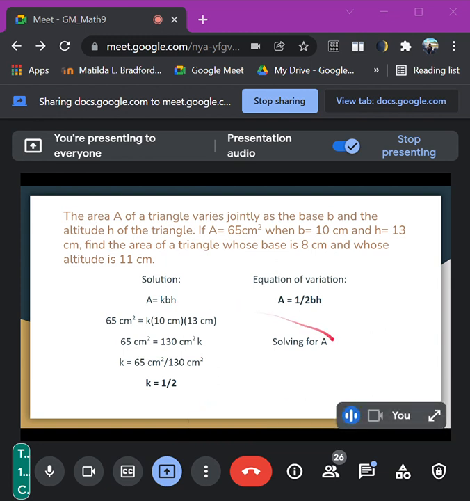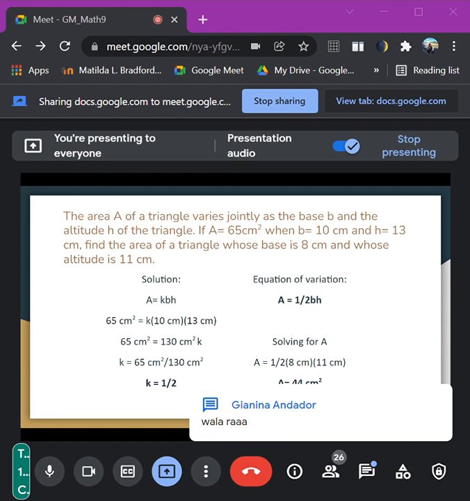Substitute your k, and then we solve for A if the base is 8 and the altitude is 11. So, you have 1/2 times 8 times 11. What is that, class? That is 44 cm squared. So your area would be 44 cm squared if your base is 8 and your altitude is 11. Okay, questions? Clarifications? Violent reactions? Okay, none.